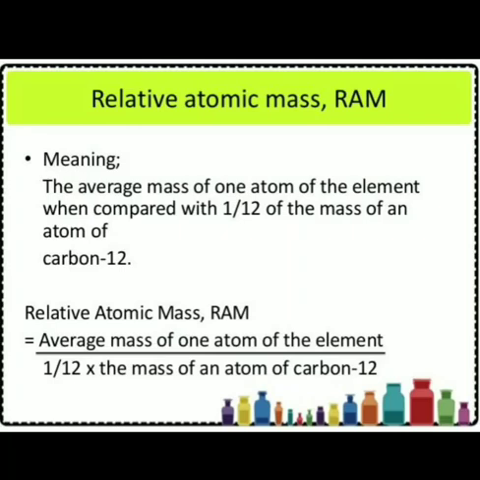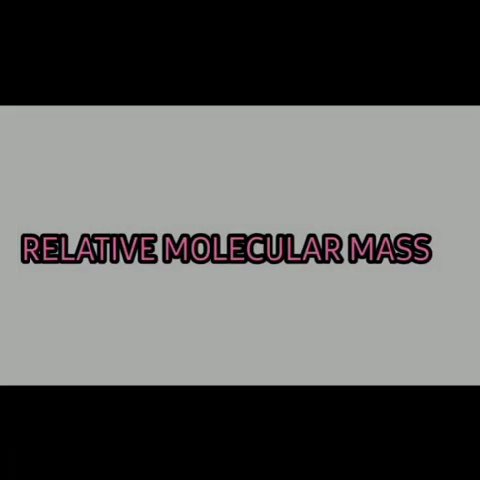That means the unit of relative atomic mass is AMU, the atomic mass unit. And gram atomic mass means when the relative atomic mass of an element is expressed in gram. Now we discuss what relative molecular mass is, that means RMM.